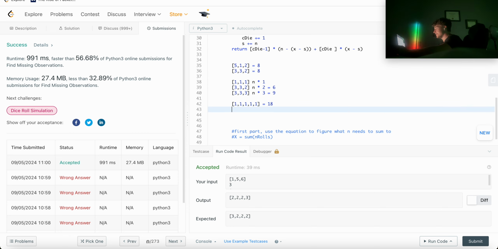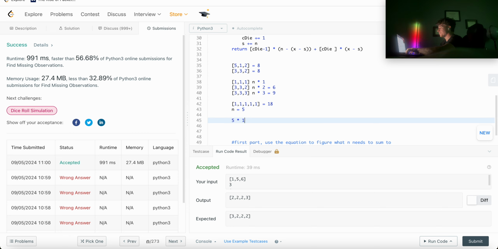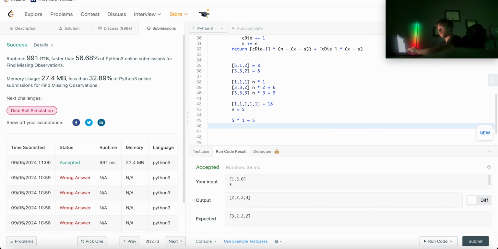So if I need to get to 18, instead of incrementing this array, I'd say, well, initially I have 5 elements here, so n equals 5. What if I made them all 1? I would get 5. It's too small. What if I made them all 2? I'd get 10.